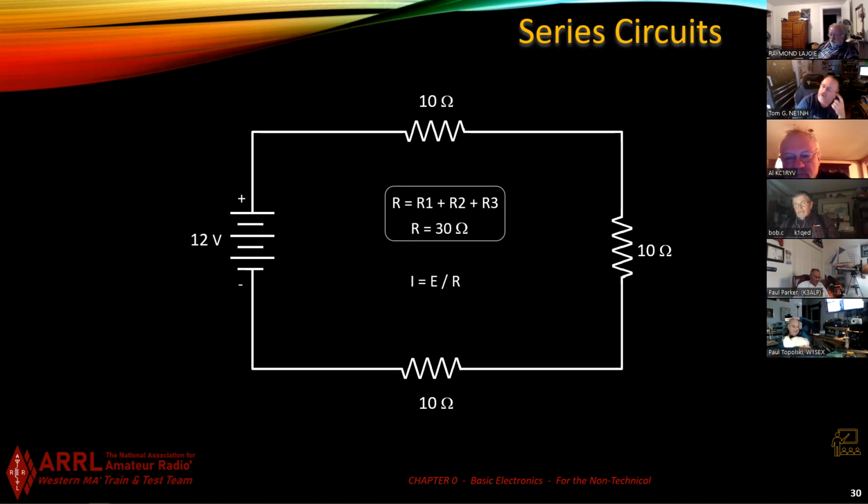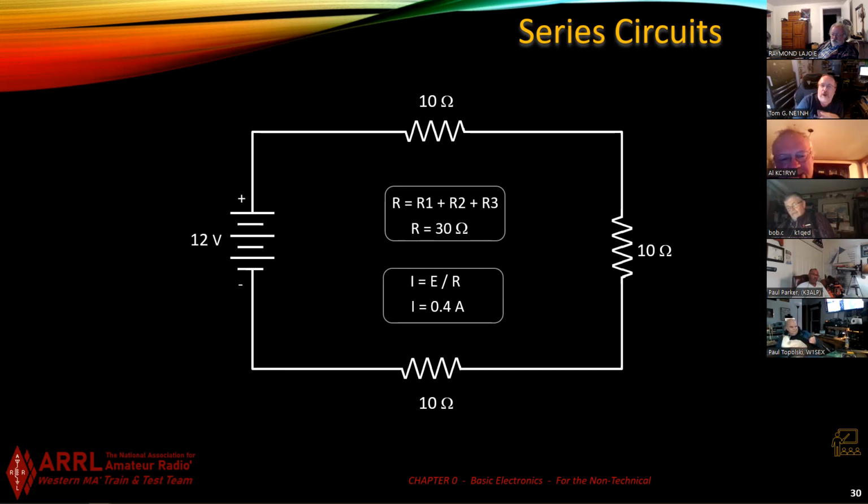Now, what's the total current in this circuit? If it's 30 ohms, how many volts is it? Somebody break out the calculator and tell me. Voltage divided by resistance. 12 divided by 30. Yeah, that's what I was getting ready to do. I would definitely need a calculator. Yep, like 0.4. 0.4 amps. Okay. Now that's through the whole circuit.